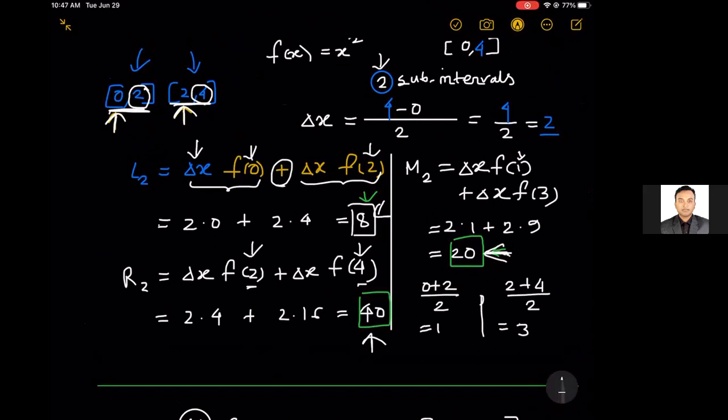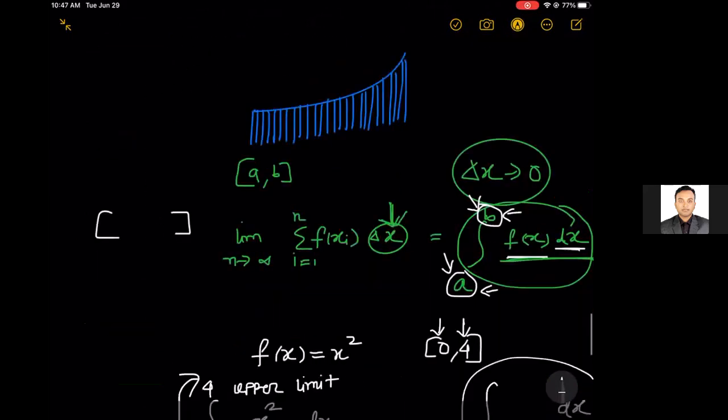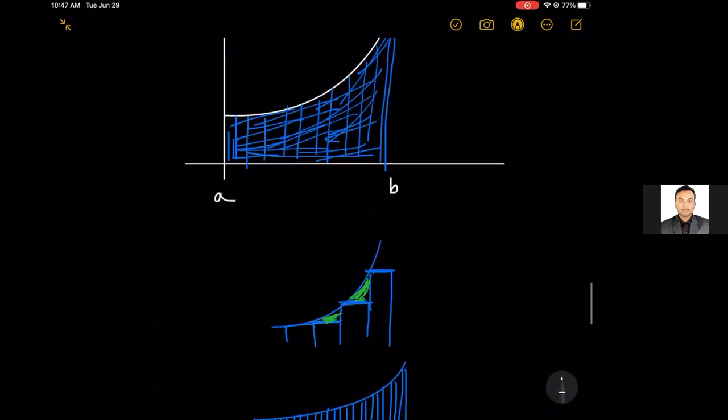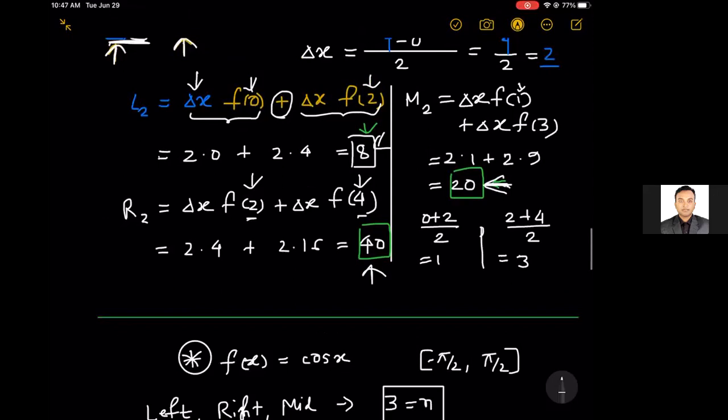Can you see that? Because our main answer is 21 point something, 21.3, and the midpoint approximation, or I should say midpoint Riemann sum, gave us 20. So in most cases, you will see the midpoint gives you the better estimation. Okay, the midpoint is better. In most cases, you will see that.